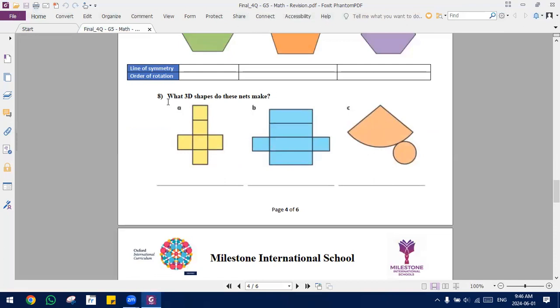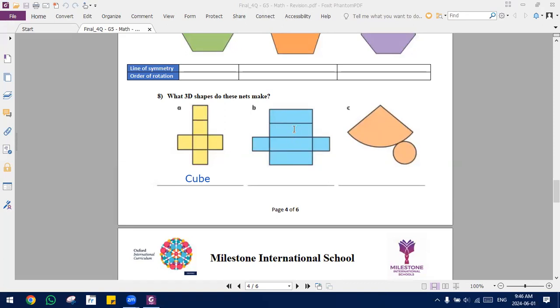Now, question 8. What 3D shapes do these nets make? So a net means you have a 3D shape that is open. And then when you close it, you will get a 3D shape, as I showed you before. So that one has 1, 2, 3, 4, 5, 6 equal squares. So what do we have if I close it? This will be a cube.